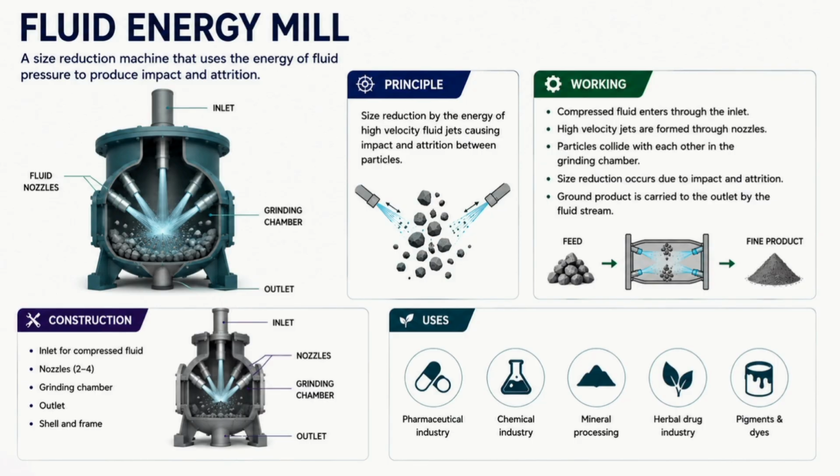The centrifugal force helps the classification here. The fine particles move upwards and are collected. The large particles remain inside for further grinding. The machine produces extremely fine powder, so it is suitable for heat sensitive materials. Since no moving parts are present, contamination is very less.